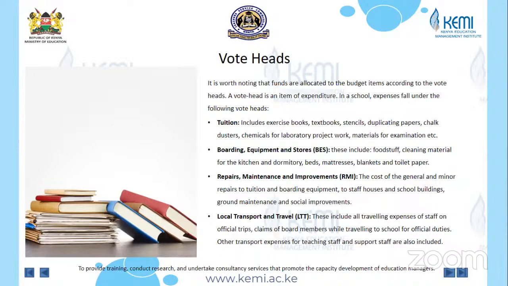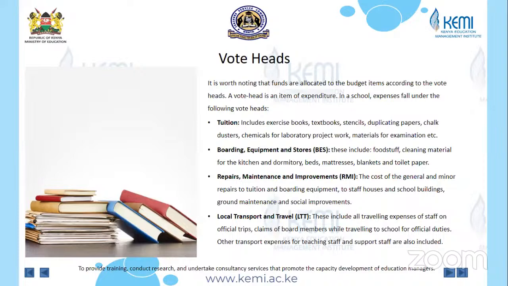And then we also have repairs, maintenance, and improvement, what we are calling RMI. RMI covers the cost of general and minor repairs to tuition and boarding equipment, to staff houses and school buildings, and then ground maintenance and social improvement. Remember, we have mentioned the sources of income, and most of us mentioned school staff houses as a source of income. So we have that vote head.